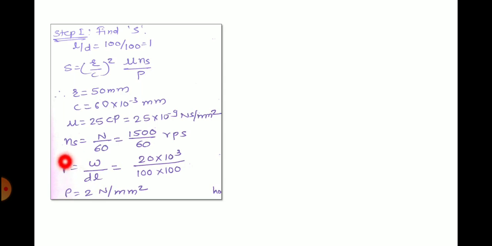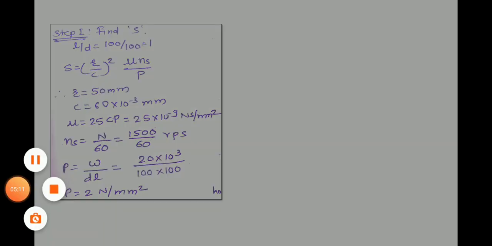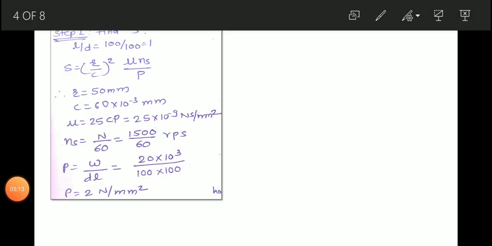Bearing load P is equal to W upon dl, so 20 into 10 raised to 3 upon 100 into 100. So P is equal to how much am I getting now? P is equal to 2 Newton per mm square. So this much we have found.